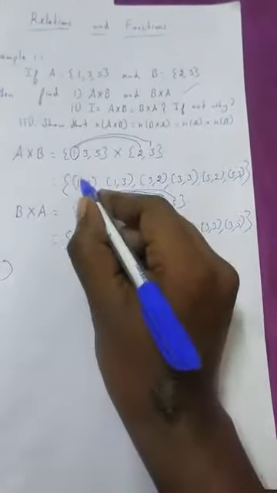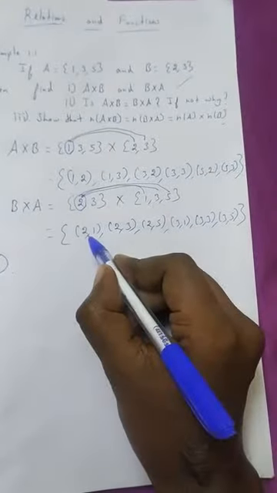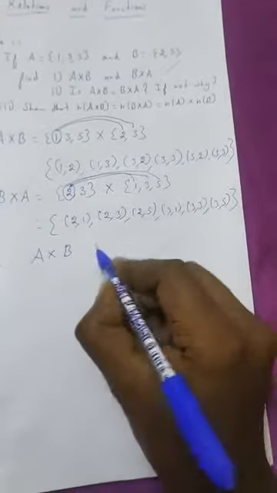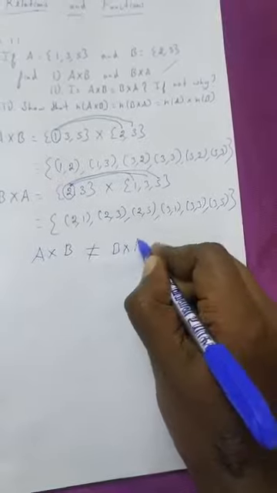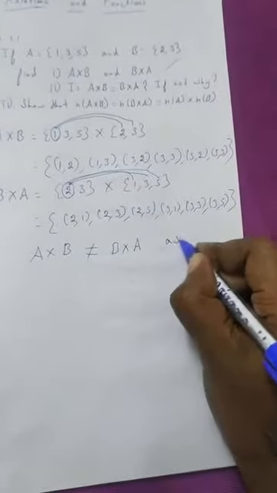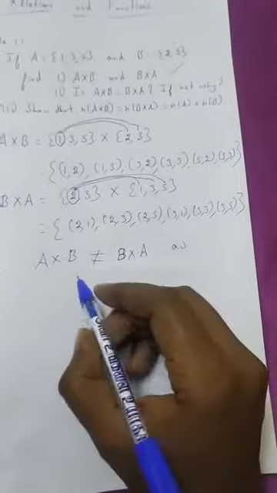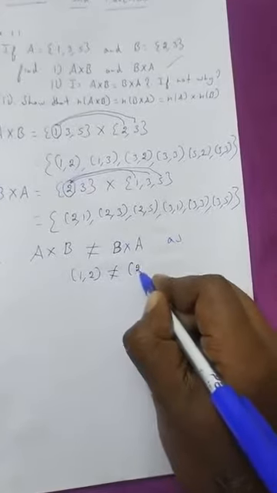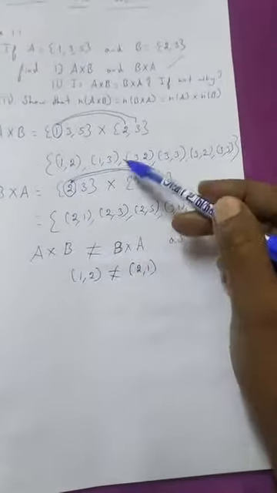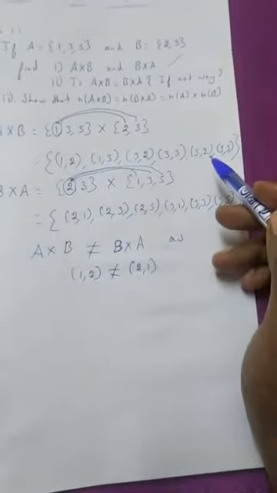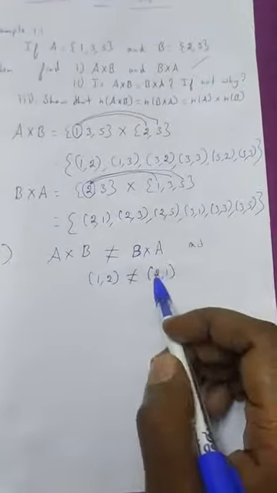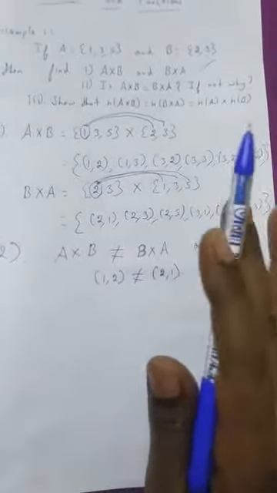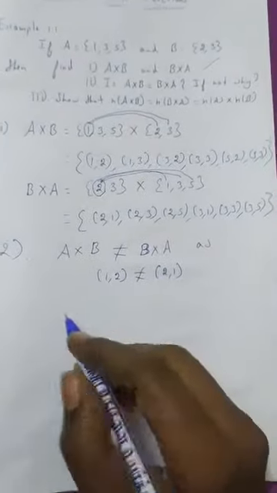So we can write this one. 1 comma 2 is not equal to 2 comma 1, right? So A cross B is not equal to B cross A, as 1 comma 2 is not equal to 2 comma 1. Not only this, we can write 1 comma 3 and 3 comma 1 also, right? Okay. So that's all about the second subdivision. We simply check whether A cross B and B cross A are the same or not. We conclude it is not same, right? Then go for the next one.